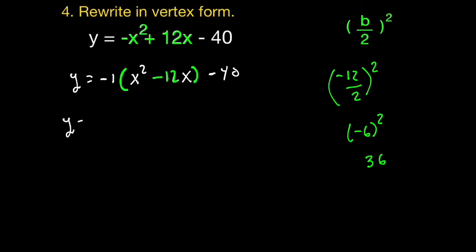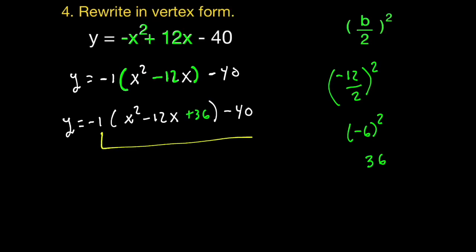I'll get y equal to negative 1, parentheses x squared minus 12x, and then I'm going to add 36, and I'm going to subtract 40. Using the pattern that I've been using for the previous examples, I'm going to grab the opposite here. So the opposite of negative 1 is going to be positive 1, so plus 1, and I'm going to multiply by whatever it was that I used to complete the square, so the 36. And that would give me the correct amount to add or subtract in order to keep the equality.